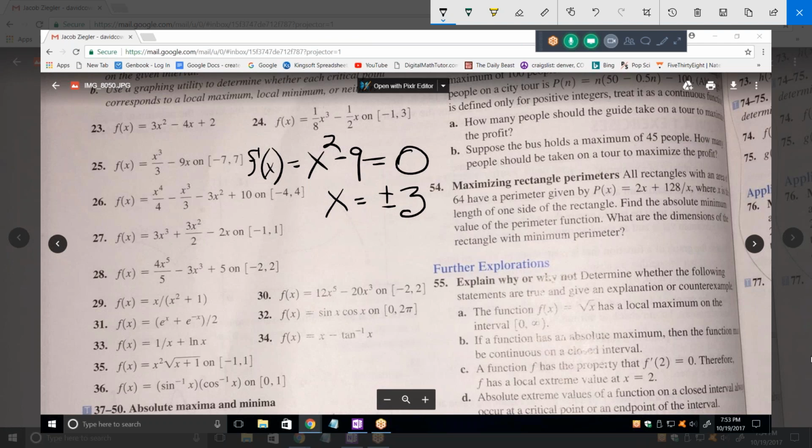Now, you might as well use the new technique that I've taught you to determine whether that's a local maximum or a minimum. In other words, we started with a cubic, so we figure one of these is a local maximum and one of them is a local minimum. We just have to figure out which one. So take the second derivative.